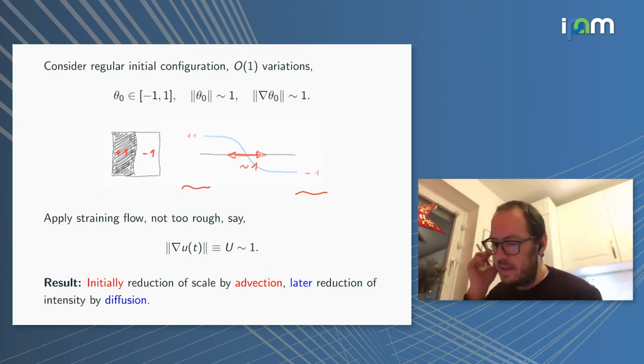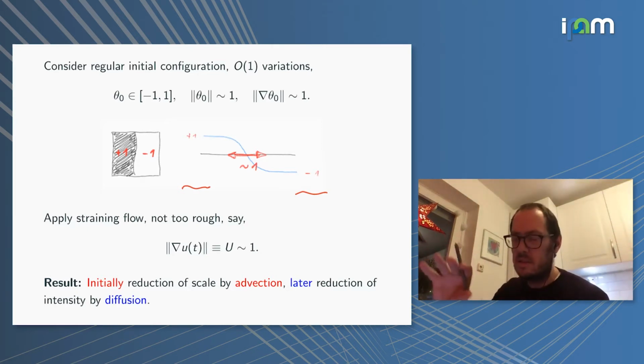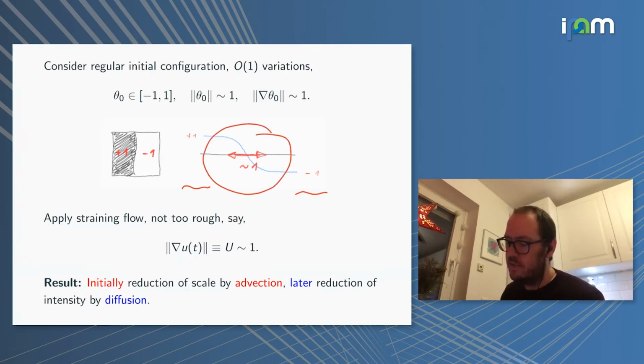So what is happening now? Suppose we have this flow, and we have a filamentation, and we have diffusion at the same time. Since the interfacial width here is of order 1, what is happening in the first place is that the filamentation, or mixing by filamentation, is much more effective than by diffusion.